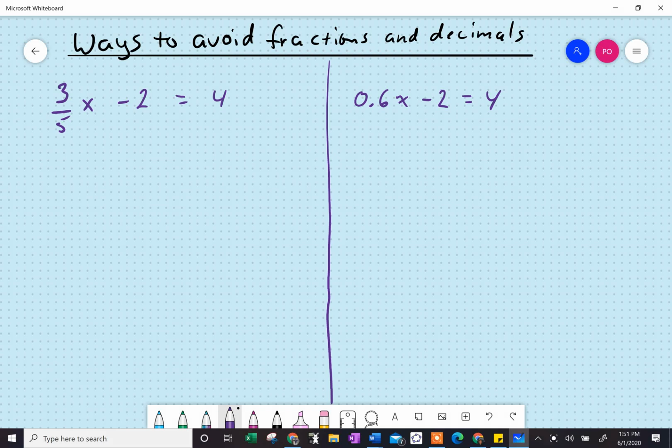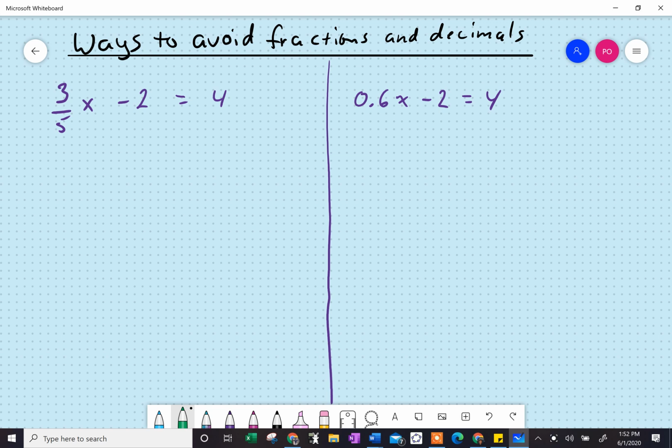I'm going to show you a quick way to avoid fractions and decimals when solving equations. And you're not really avoiding fractions and decimals. You're really being quite clever in how you can tackle these. If you are not strong with fractions and decimals and they kind of freak you out, don't worry about it. Here's what we're going to do.